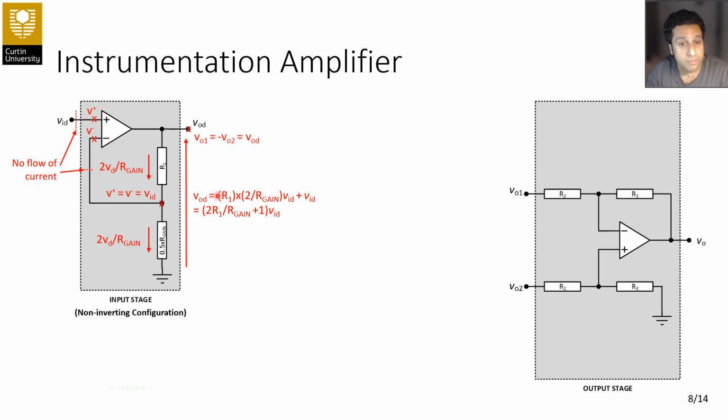So VOD, which was VO1 equal to minus VO2, is equal to R1 multiplied by 2 over R gain, VID, which was this current, or let's say the voltage drop here, this current multiplied by R1, plus VID, this voltage. So this is a KVL that we are applying here. And that way, by just simplifying, by substituting VO1 instead of VOD, and VI1 instead of VID, or VO2 instead of VOD, and VI2 instead of VID here, we can easily find out the gain for the whole arrangement.